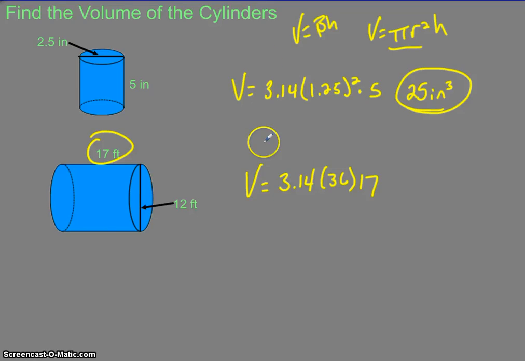That equals, big number, 1,921.68, and I'm going to round that up. Let's go 1922. And that will be feet cubed. And that is it. Okay, that's volumes of cylinders.